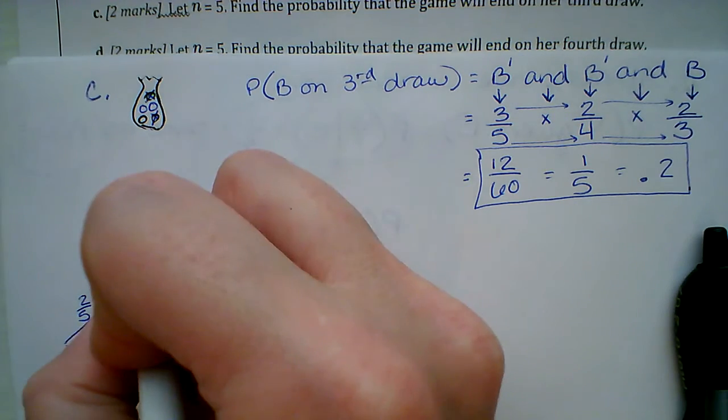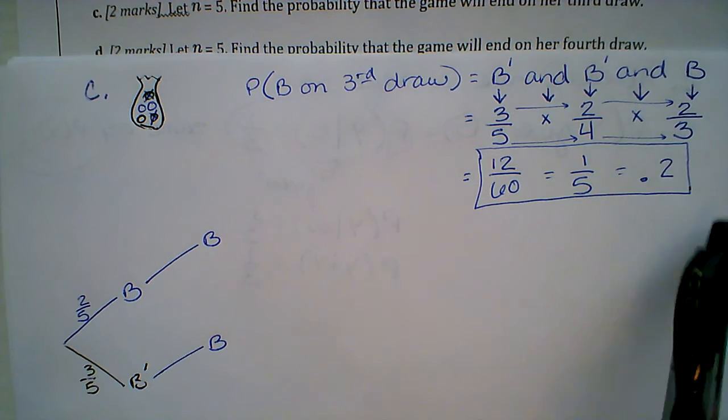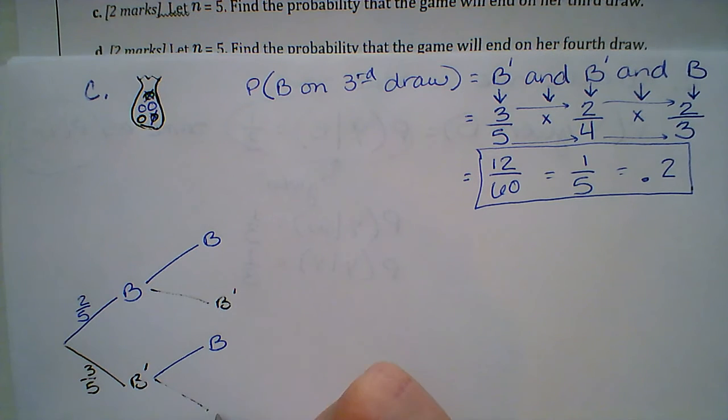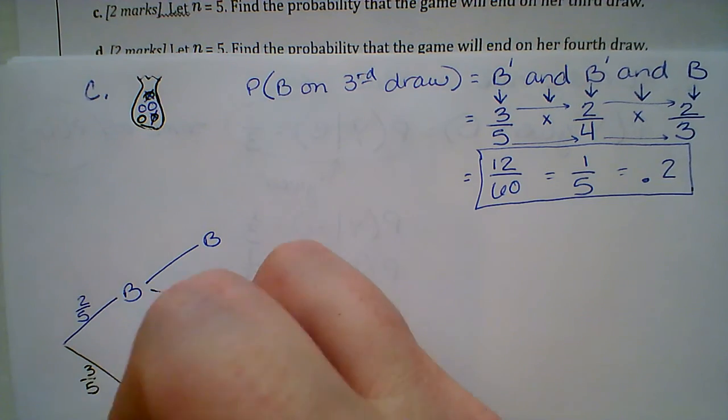Now for the second draw, she can again draw blue, or she can draw not blue. Looks like my black pen is running out here. I wonder if I have another one. Not this kind. Let's see if we can make it last.